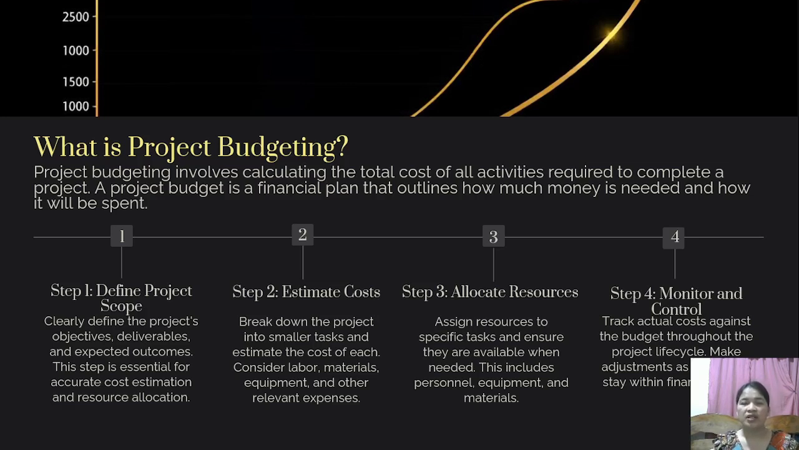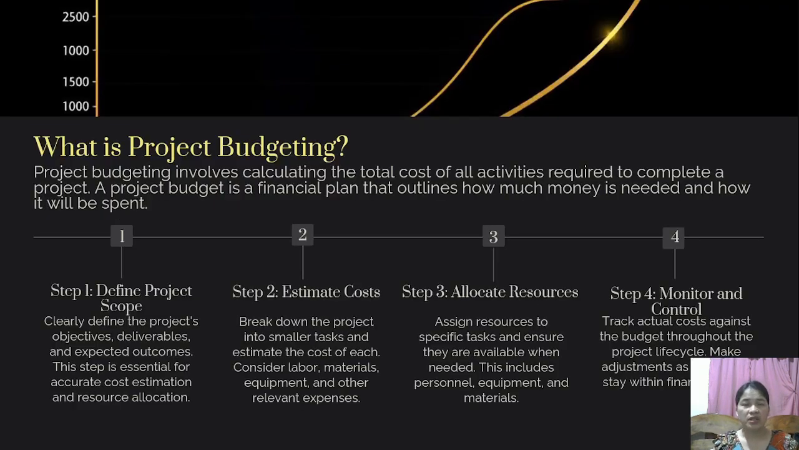Number three is you have to allocate resources. So you assign resources to specific tasks and ensure they are available when needed. This includes personnel, equipment, and materials. Number four is monitoring and control. You have to track the actual cost against the budget throughout the project lifecycle. Make adjustments as needed to stay within the financial limits.